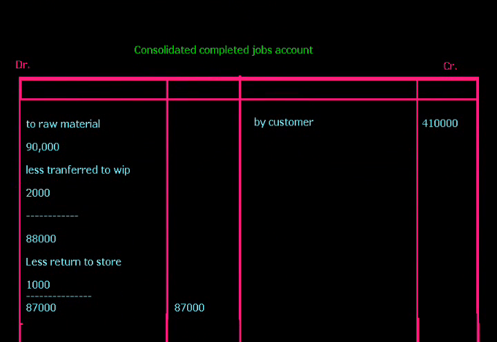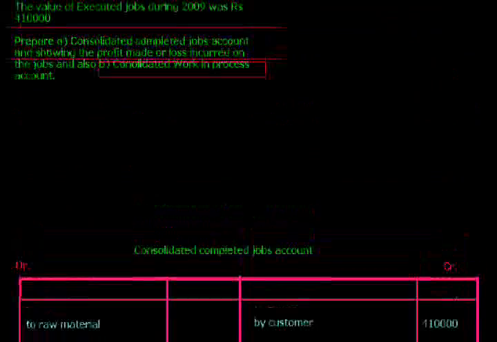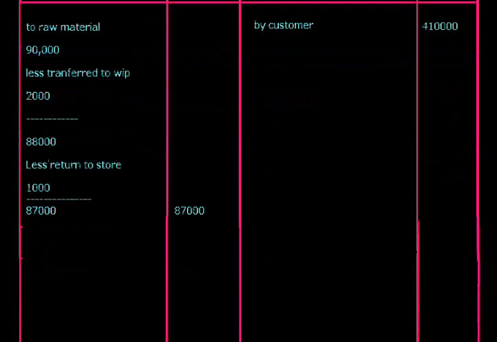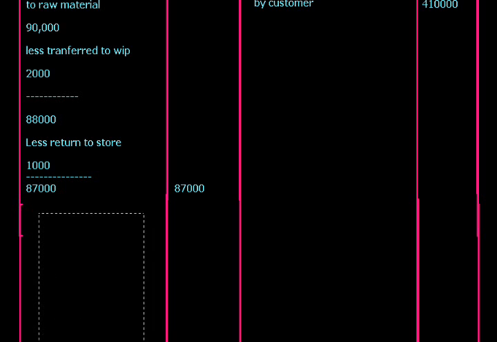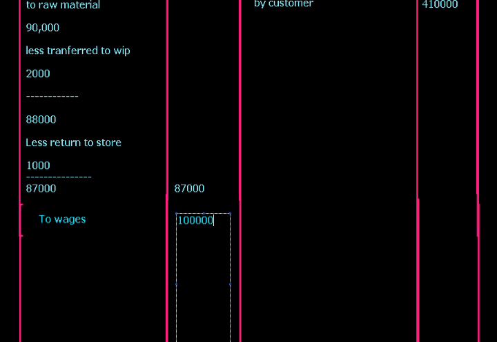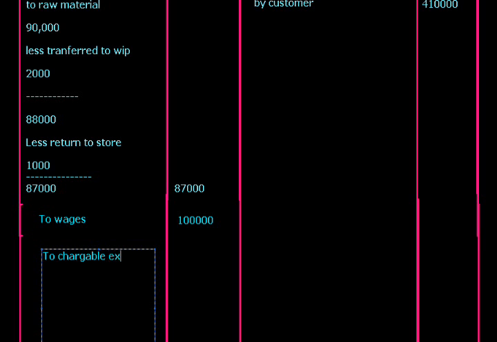Here I am showing by customer 4,10,000, to raw material net, less transfer to work in process, less return to store, it is 7,000. And then now I am writing to wages 1,00,000, sorry, 1,00,000. And to chargeable expenses 10,000.